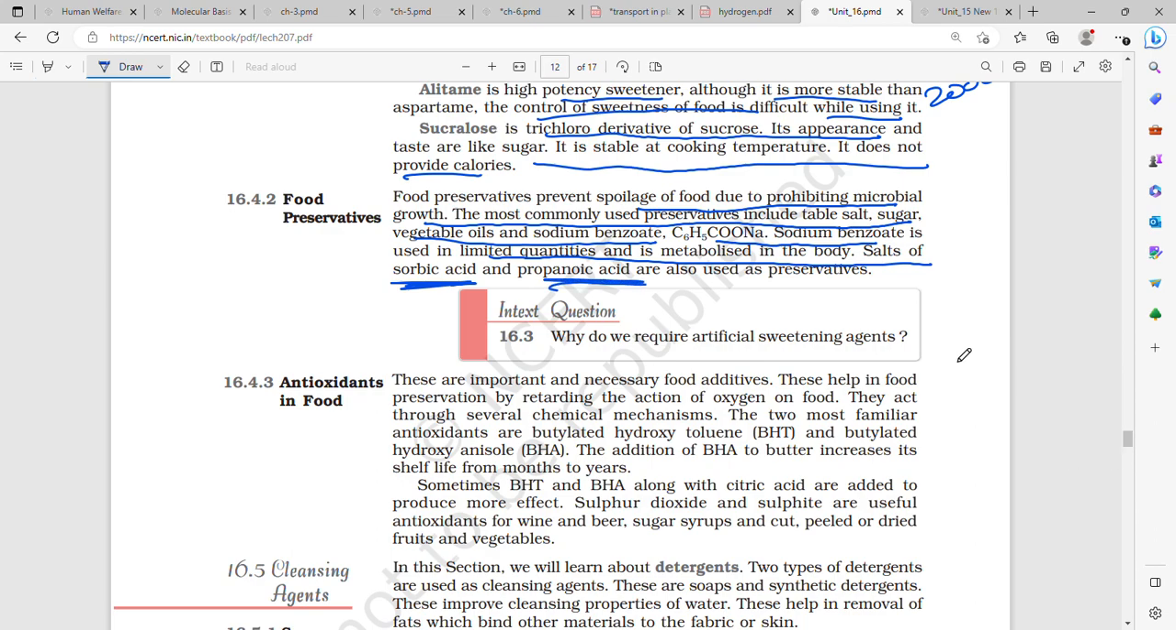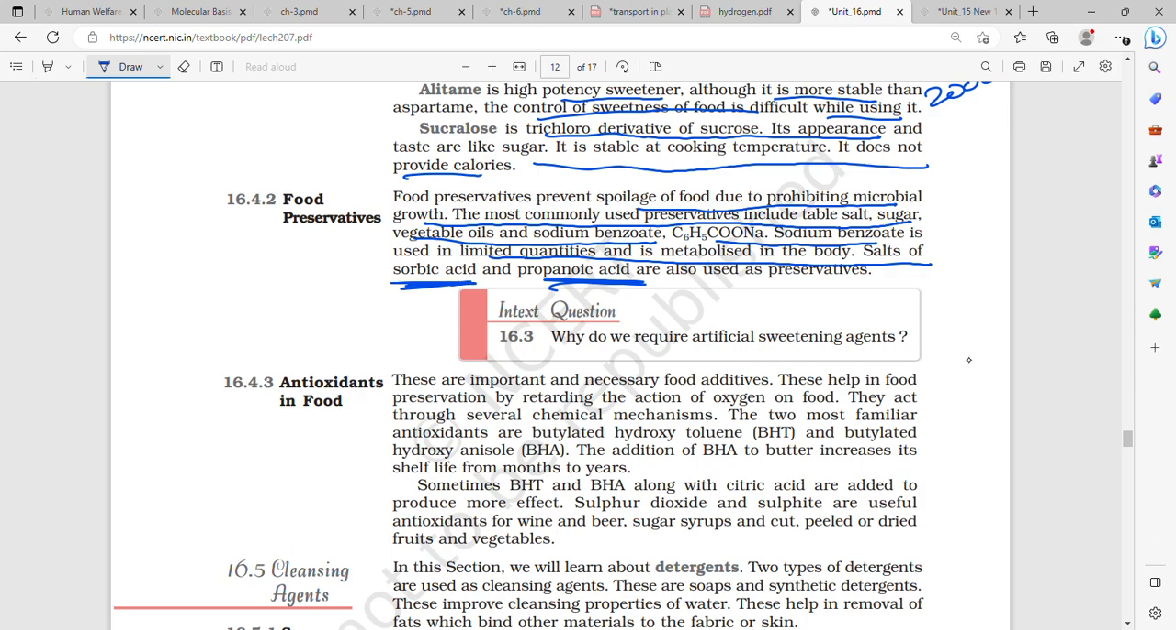Why do we require artificial sweetening agents? Because natural sweetening agents such as sucrose, firstly increase your calories, and secondly can increase your blood sugar level in a diabetic person. Artificial sweeteners pass out in our urine without getting absorbed by our body, so they are harmless, and they will not increase our calories either. Therefore artificial sweeteners are preferred.